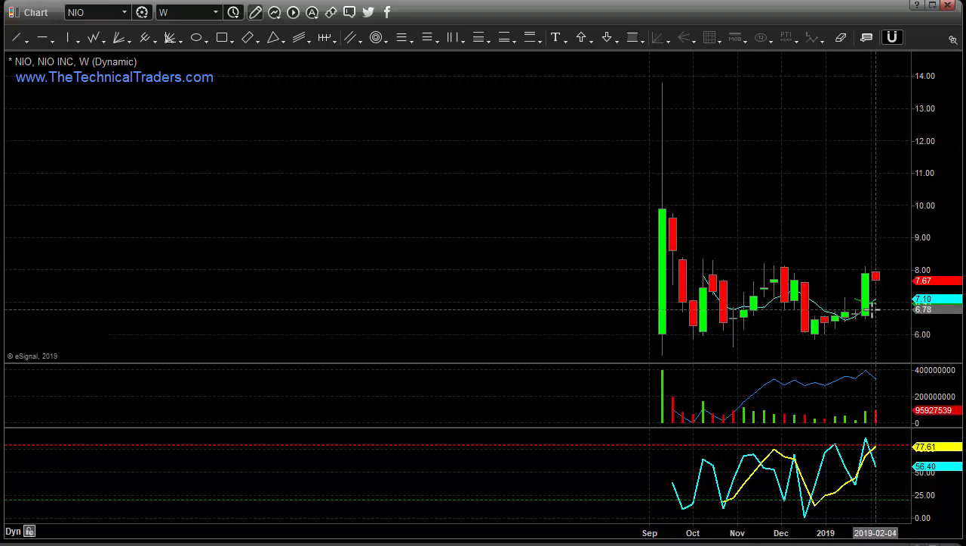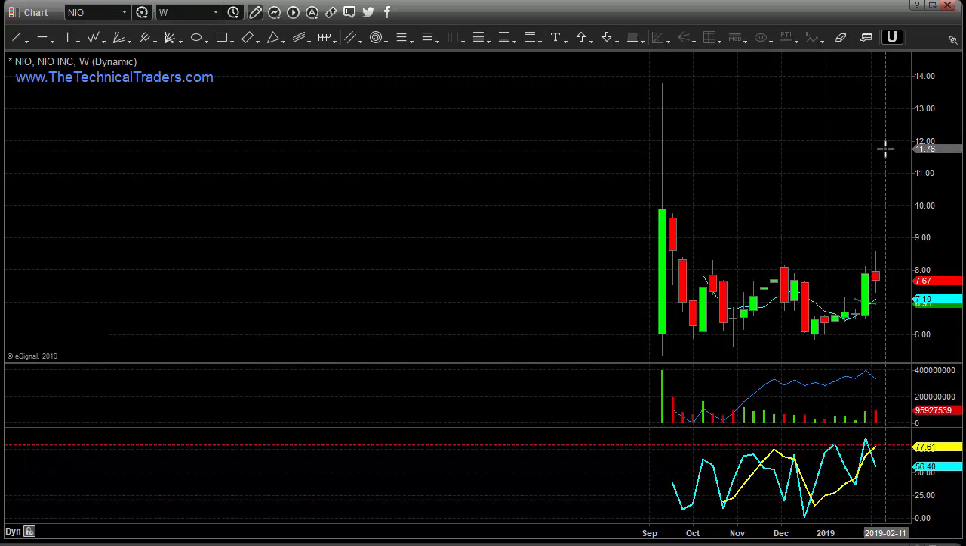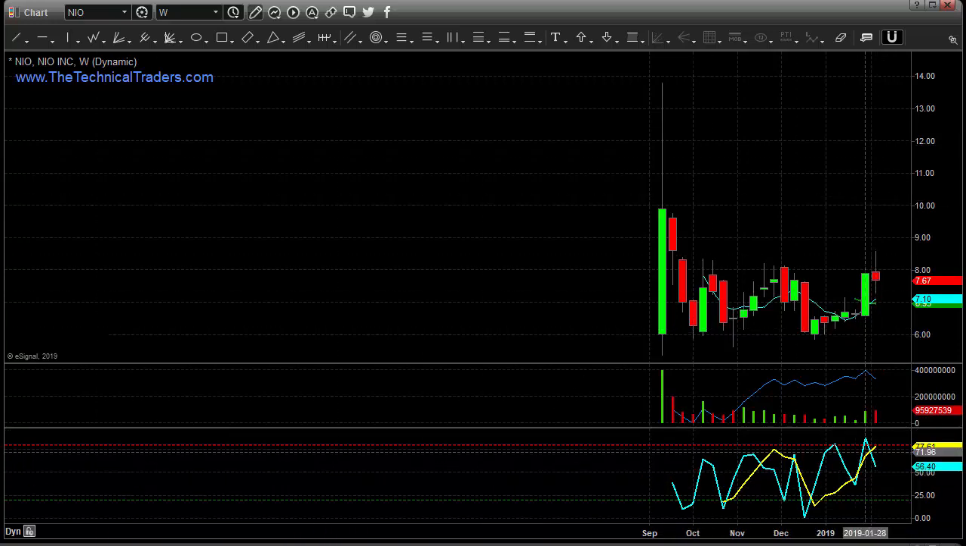There's a lot of momentum, a lot of accumulation going on in this stock, and it's an IPO. If it can break back above this and hold, we should quickly see it rally back up to the 10 to 12 mark very quickly.